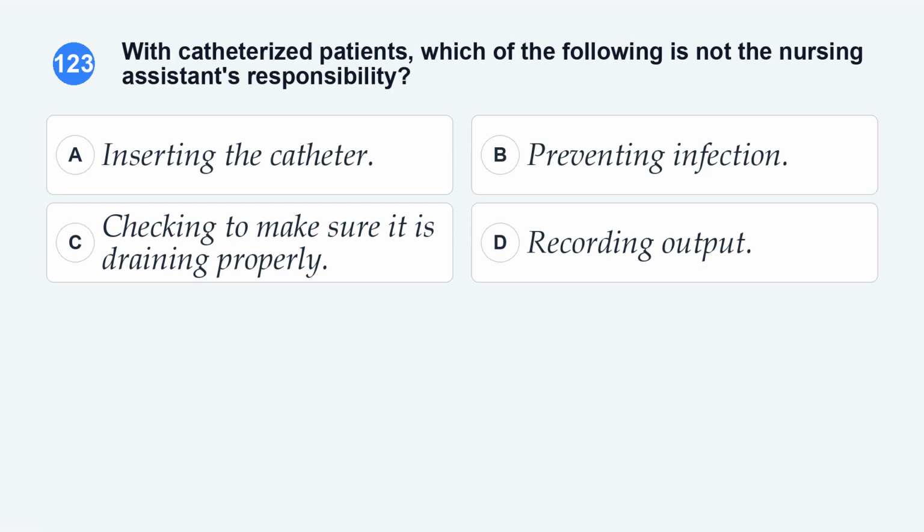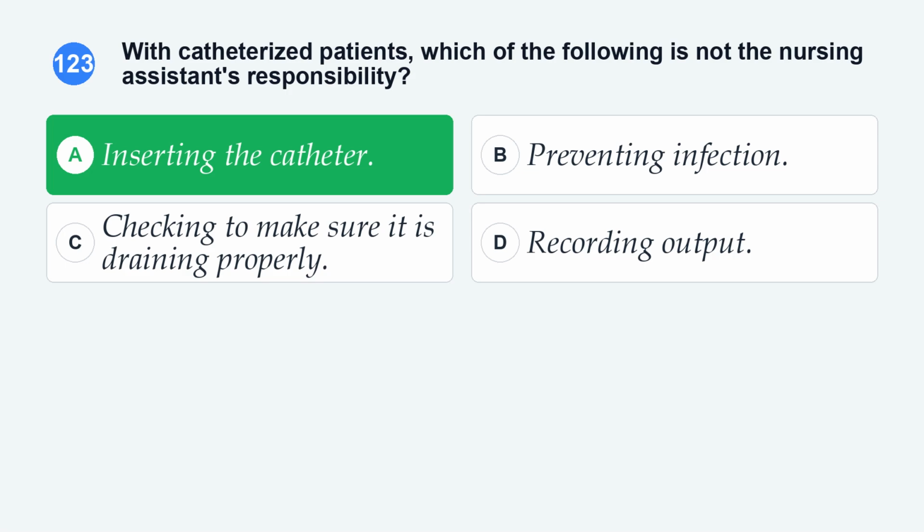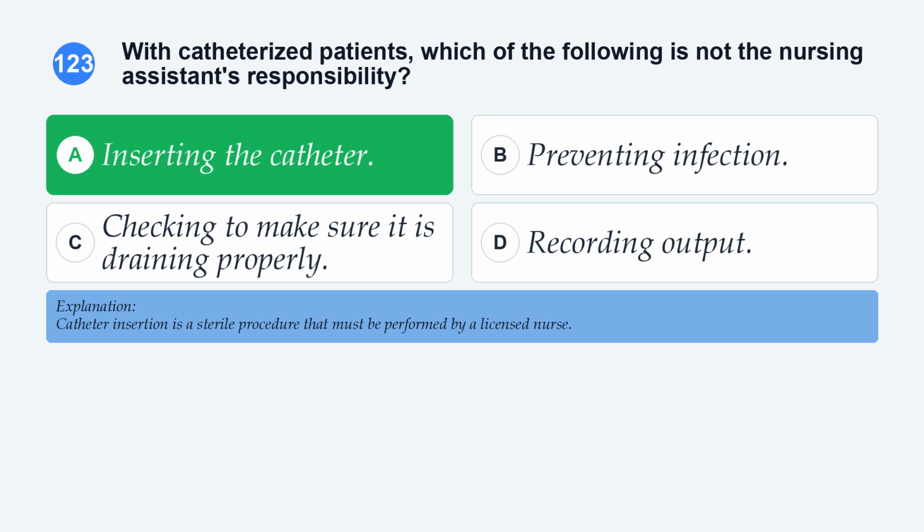Question 123. With catheterized patients, which of the following is not the nursing assistant's responsibility? Option A, inserting the catheter. Option B, preventing infection. Option C, checking to make sure it is draining properly. Option D, recording output. The correct answer is option A, inserting the catheter. Explanation. Catheter insertion is a sterile procedure that must be performed by a licensed nurse.